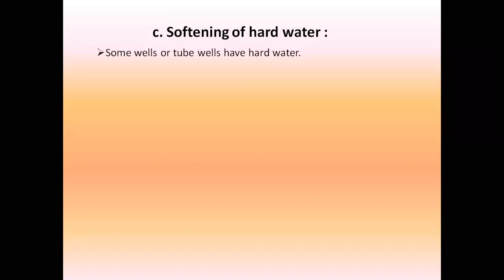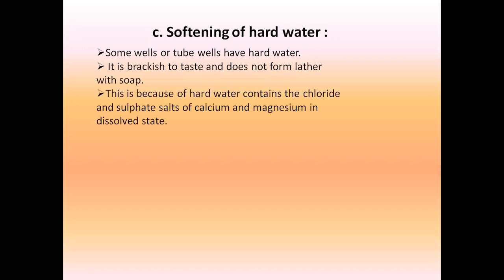So students, some wells or tube wells have hard water. It is brackish to taste and it does not form lather with soap. This is very important. It does not form lather with soap means what? When you try to wash your hands with this water which is hard, there will be no lather formed. Lather means foam. This is because hard water contains chlorides and sulfates of calcium and magnesium, which means it either contains calcium chloride, calcium sulfate, or it contains magnesium chloride or magnesium sulfate.